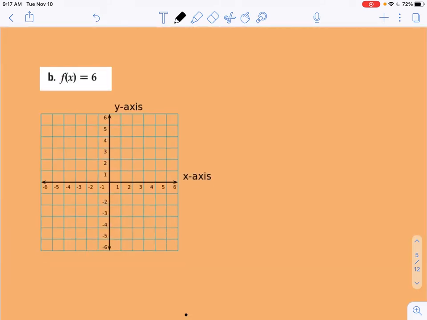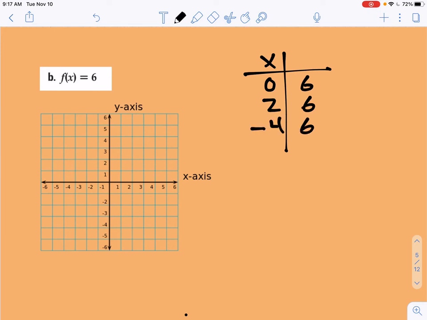All right, let's look at another one. So this one's kind of weird because no matter what I put in for x, so like if I put 0 in for x, I get 6 because there's really nowhere to put x in. If I put 2 in, I get 6. If I put like negative 4 in, I get 6. So no matter what I put in, my f of x or y value is always going to come back as 6.